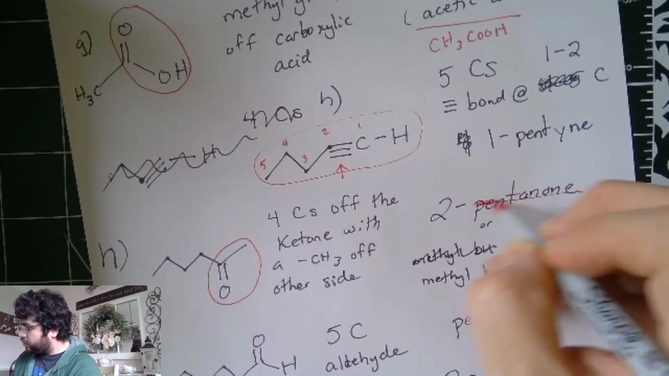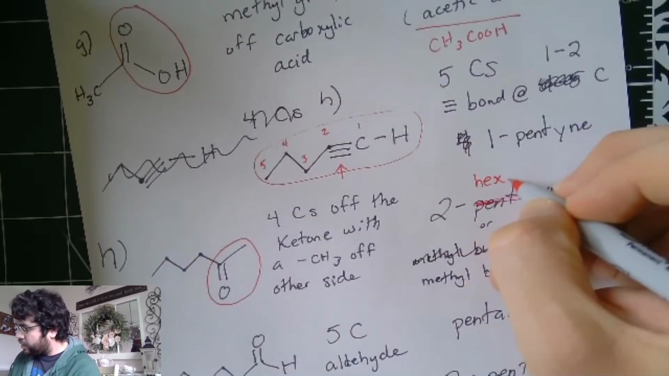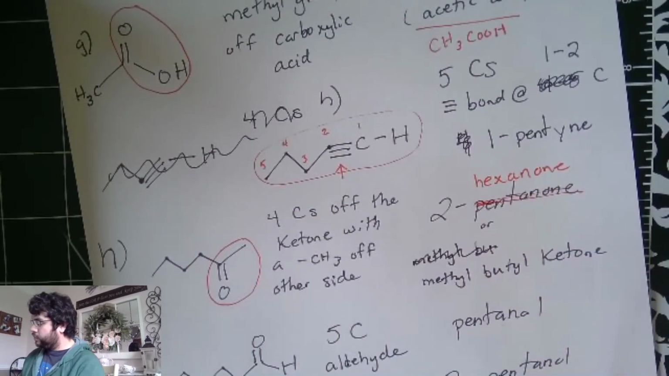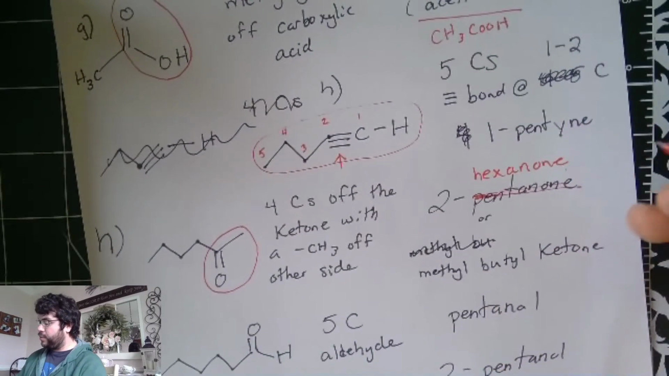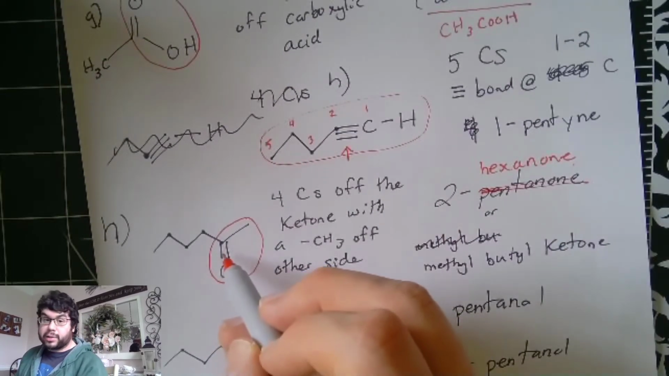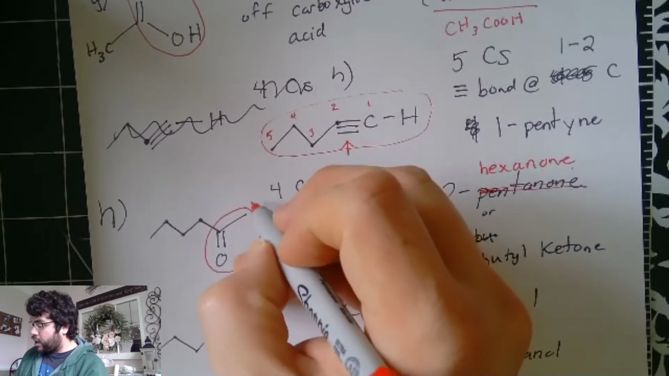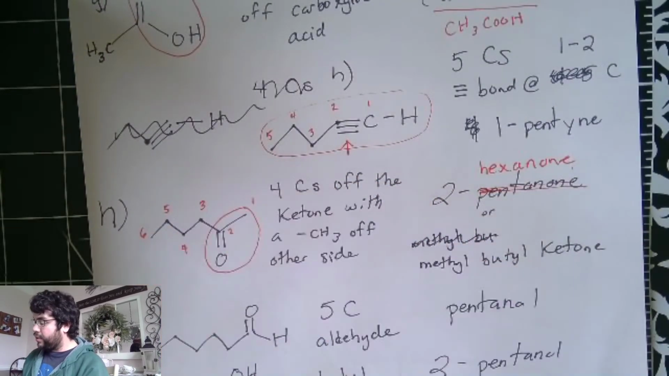Pentanone. Whoops. 1, 2, 3, 4, 5, 6. This is going to be hexanone. Is that right? Yeah, hexanone. So 2-hexanone. Why 2? Because that double bonded oxygen is on the second carbon. Here's 1, there's 2, 3, 4, 5, and 6. Sorry about that mistake there.